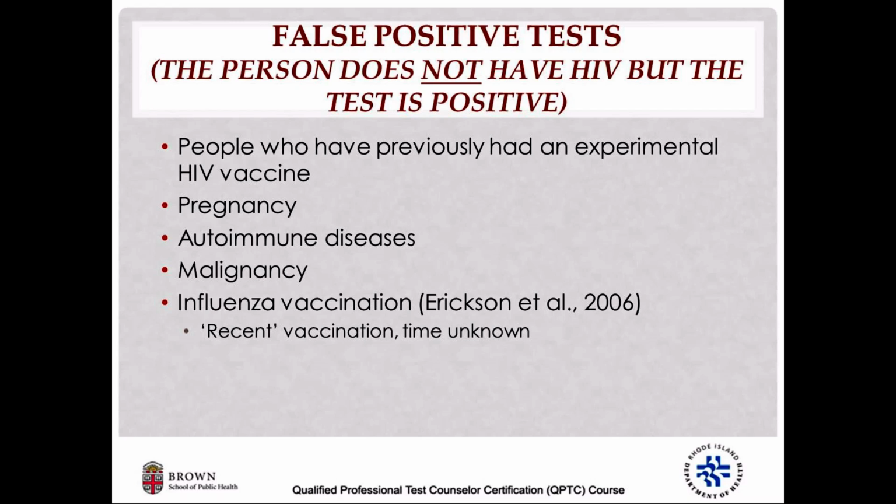There's also a number of conditions that historically we do see that people can have a positive HIV test but not have HIV. These include pregnancy, autoimmune diseases, malignancy, and one of the more common causes, and we definitely see this, is people who have had a, quote, recent flu vaccine. Again, the time frame of this isn't exactly known, but it tends to happen weeks up to months after people have had vaccination. So some of these conditions are really common, as you can imagine.